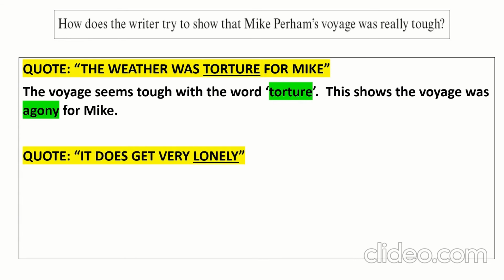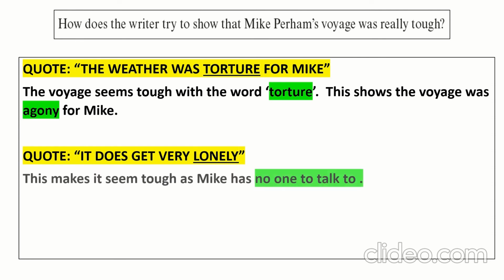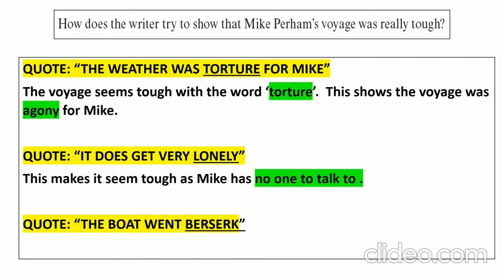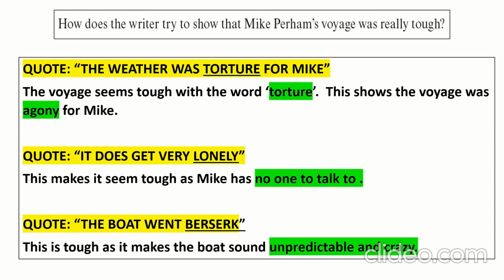Another one. "It does get very lonely." Remember, if the quote is really obvious, you probably don't need to zoom into it. So I have put, this makes it seem tough as Mike has no one to talk to. But in this one, you could have actually just put, the voyage is tough for Mike as he says he gets "very lonely," and just put very lonely in speech marks. Last one, "the boat went berserk." Again, it could have said the boat was hard to manage, but berserk, what connotations of that? Well, crazy, unpredictable. So I put, this is tough as it makes the boat sound unpredictable.